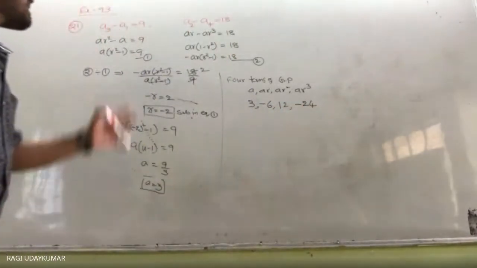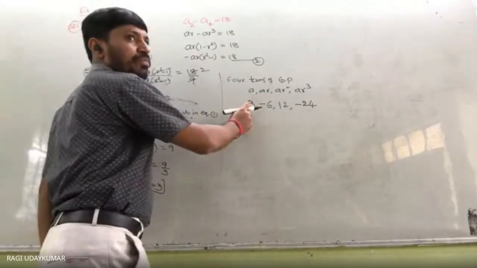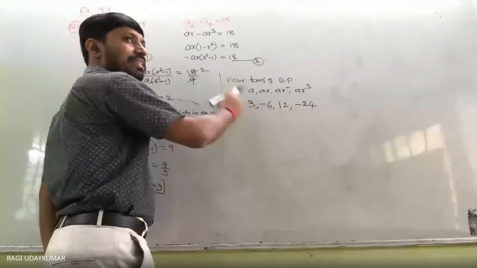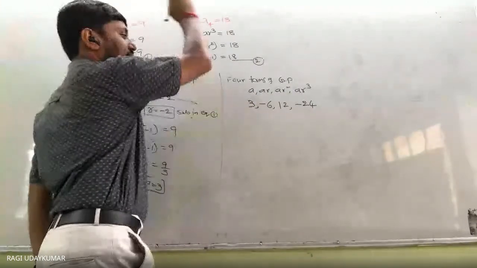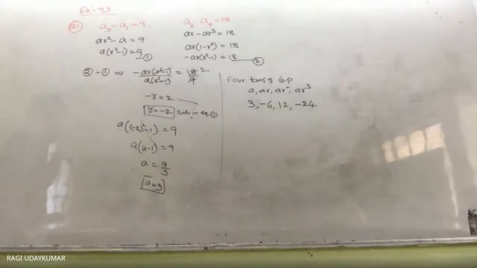Check whether the given information is right: the difference between the third term and the first term. This is greater than this one by 9, and this is greater than this one by 18. Okay. Next.